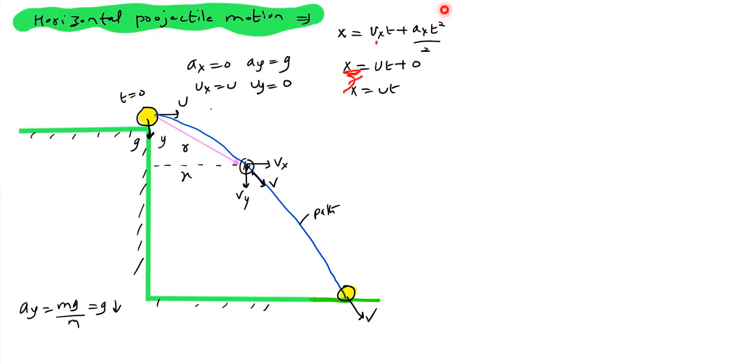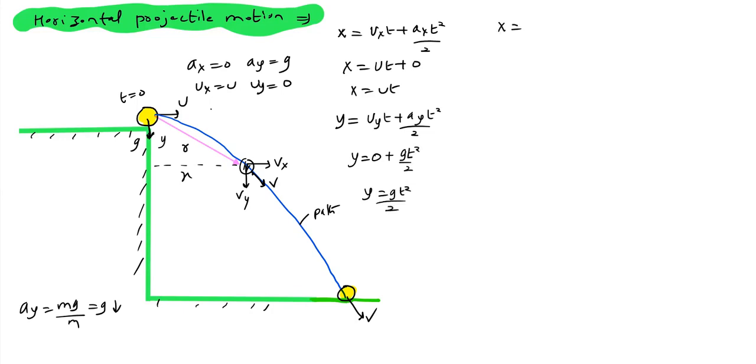If you look along the x-axis, there is no acceleration. So ax will be 0. So we end up with this equation. Along the y-axis, y equal to uy t plus ay t square by 2. What is the initial velocity along the y-axis? It will be 0. Right, 0 plus this will be g. What is the acceleration along the y-axis? It is equal to g, no? So therefore this will be g t square by 2. Now y is equal to g t square by 2.